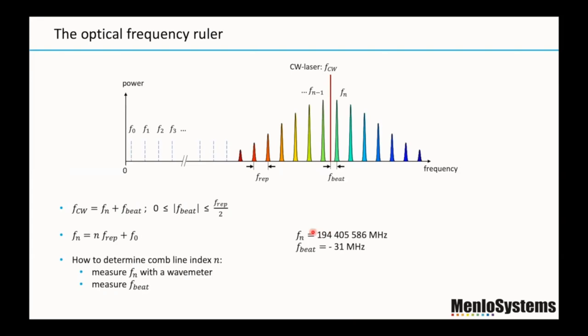This we have already measured, as I've just said, in the spectrum analyzer, and also later on in the analysis software we saw that the beat of the signal was 31 megahertz or so. So with this, we just figure out what is the frequency of our laser.